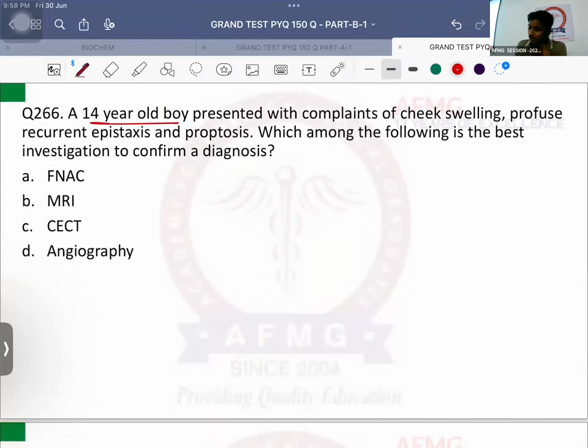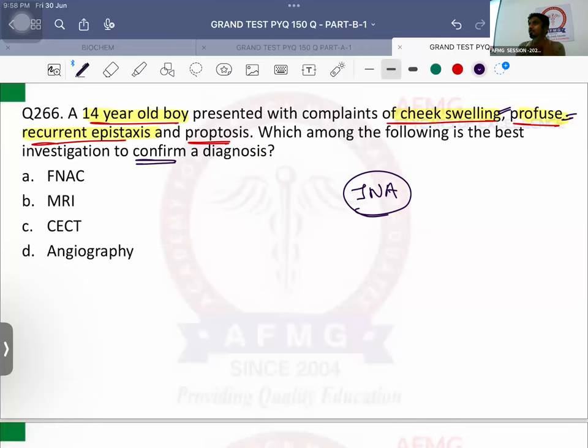266. A 14-year-old boy presented with complaints of cheek swelling, profuse recurrent epistaxis and proptosis, protrusion of the eyeball. Which among the following is the best investigation to confirm the diagnosis? What are you suspecting? Very good. It is a case of JNA, juvenile nasopharyngeal angiofibroma. Juvenile age group less than 18 years of age, along with cheek swelling and profuse epistaxis, that is nose bleeds, again and again. Because juvenile nasopharyngeal angiofibroma is a vascular tumor.